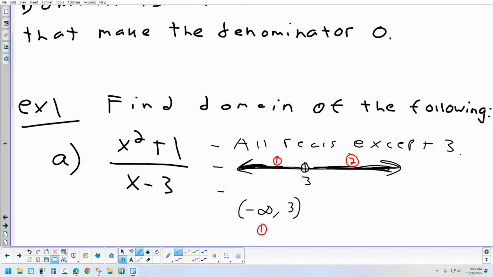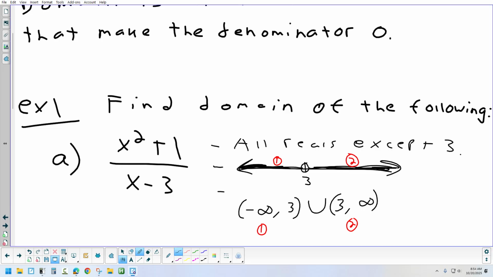And then in part 2, how low does part 2 go? 3. Can we include 3? No. And how high does part 2 go? Infinity. That describes all the numbers in the second section of the number line. So this is everything below 3 in part 1. This is everything above 3 in part 2. And we have to put a symbol between them.